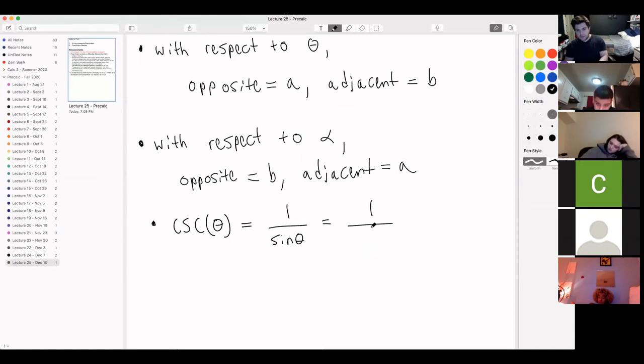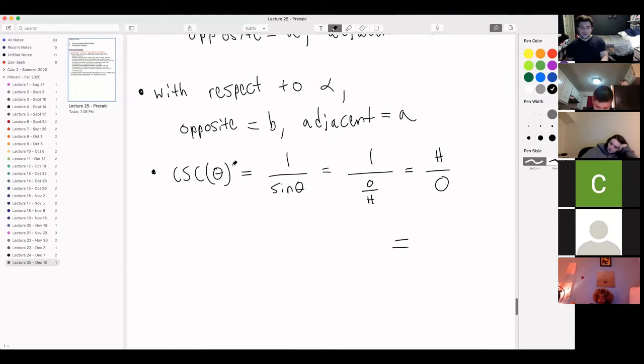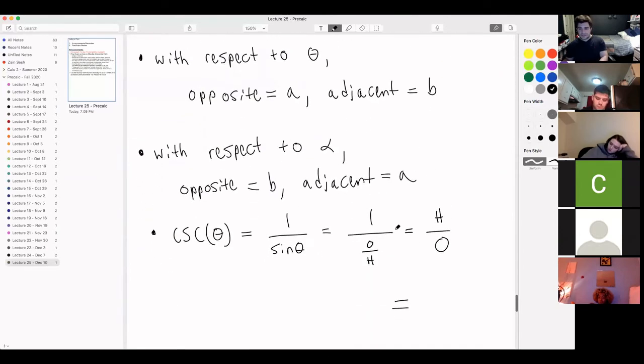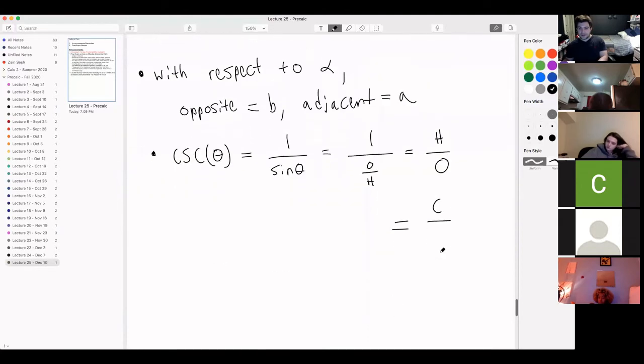Sorry, yeah, so it's 1 over opposite over hypotenuse, but then 1 over opposite over hypotenuse is the same as hypotenuse over opposite. Okay, good. Now we can just fill in the information. All right, so we're doing this with respect to theta. So it's going to be hypotenuse, which is C, and opposite is A with respect to theta. So that's your answer. Cosecant of theta is C over A.